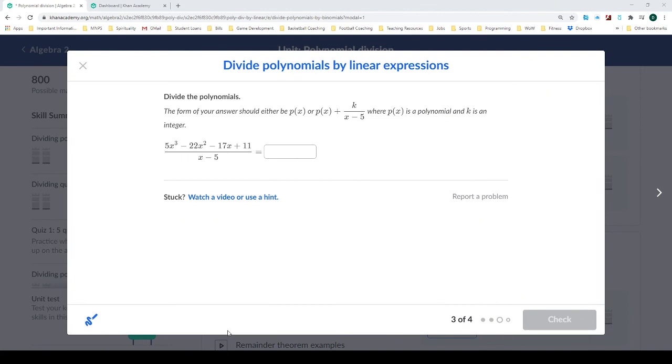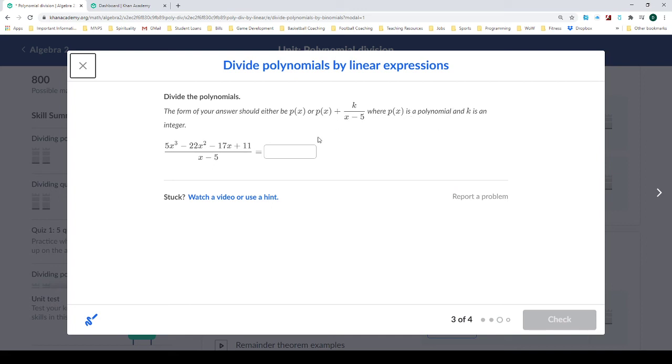Alright, so here you see a screen that you would see for a problem set in Khan Academy. So the problem is right here, as you can see. I just want to point this out so you don't get confused by it, but it says divide the polynomials. The form of your answer should be either p of x or p of x plus k over x minus 5, where p of x is a polynomial and k is an integer.